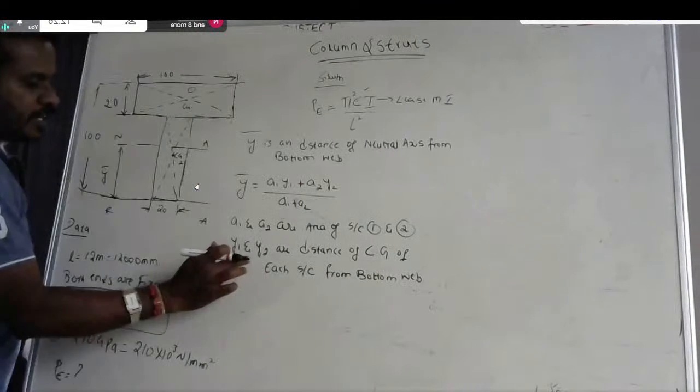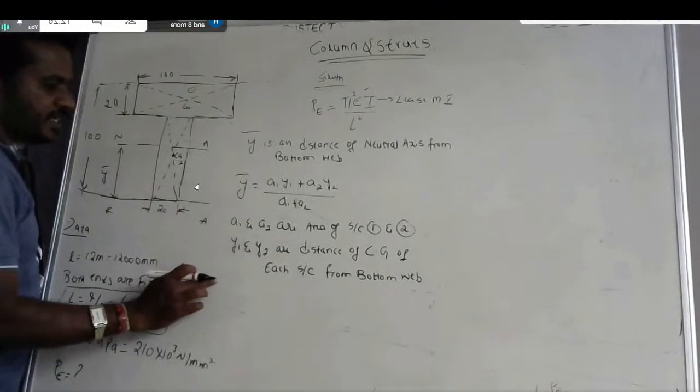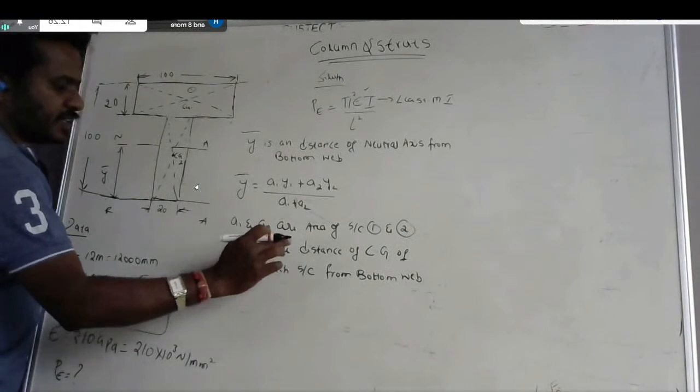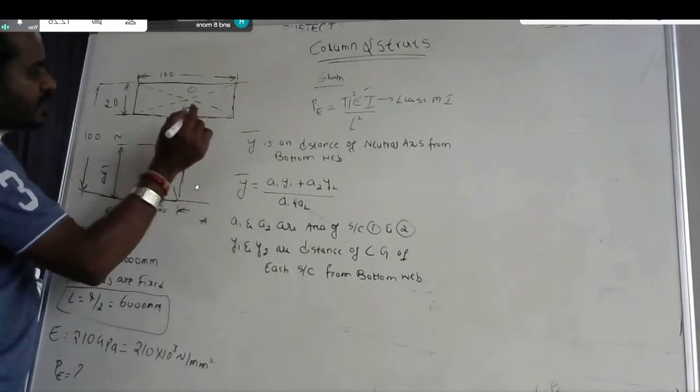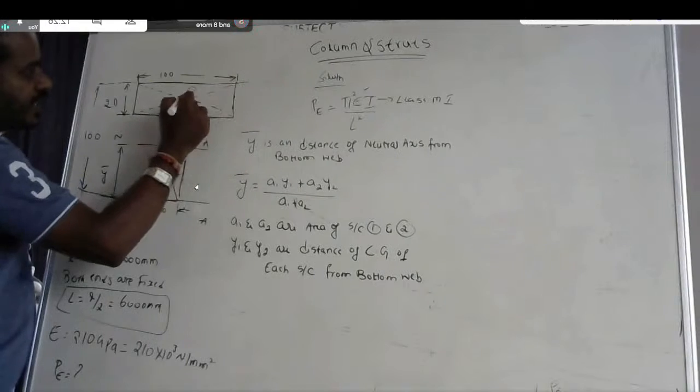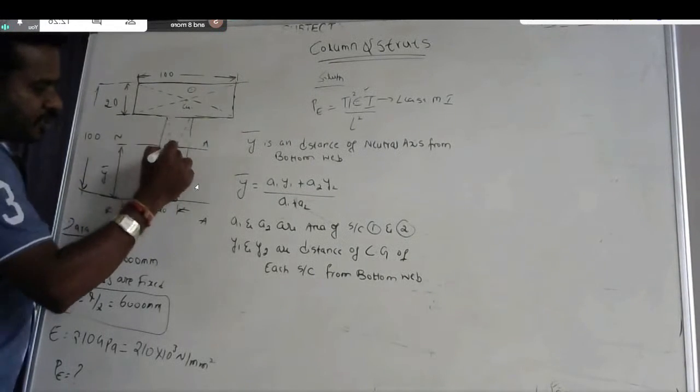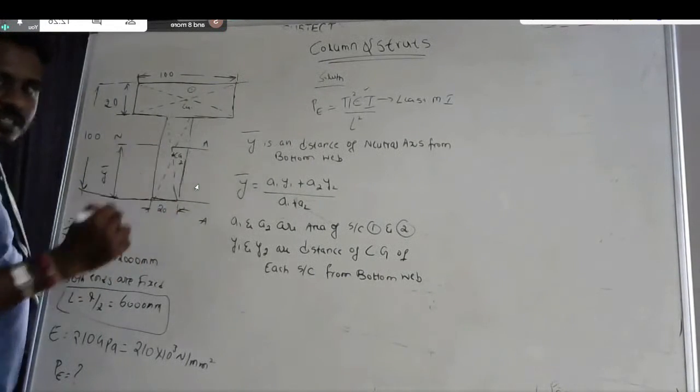See, what do y1, y2 mean? y1, y2 are the distance of CG of each section. What does the distance of CG of each section mean? See, for section 1, the CG occurs here. For section 2, if you join the corner, the CG occurs here.